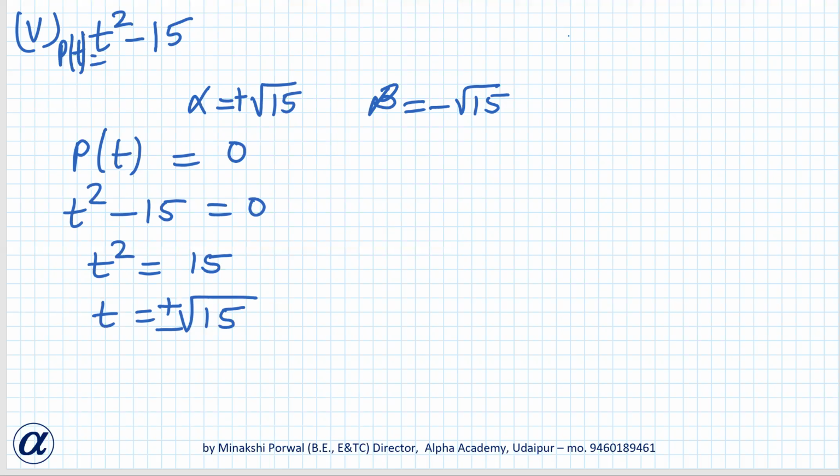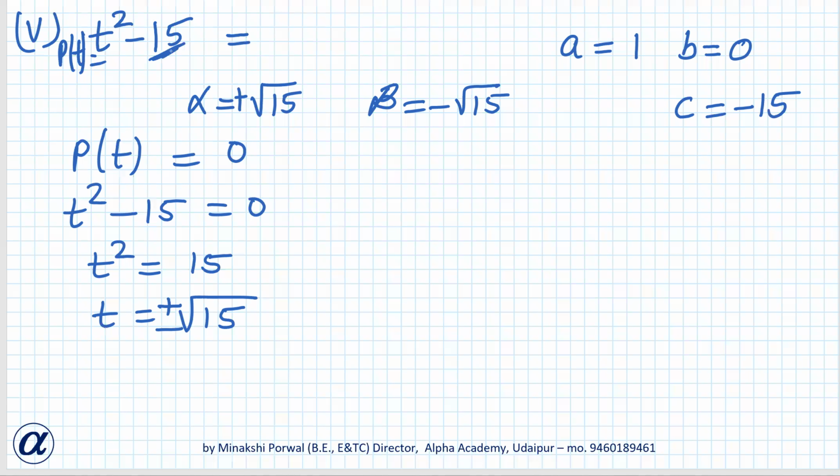Ma'am, A is 1. B is also 1. No, B is root 15. And C? C is 0. Okay. Yes, Hinal. What mistake did he do? B is 0 and C is minus 15. Okay. Yes, Siddharth, is it clear? Yes, ma'am. There is no term of t, so b is 0 and the constant term is c.